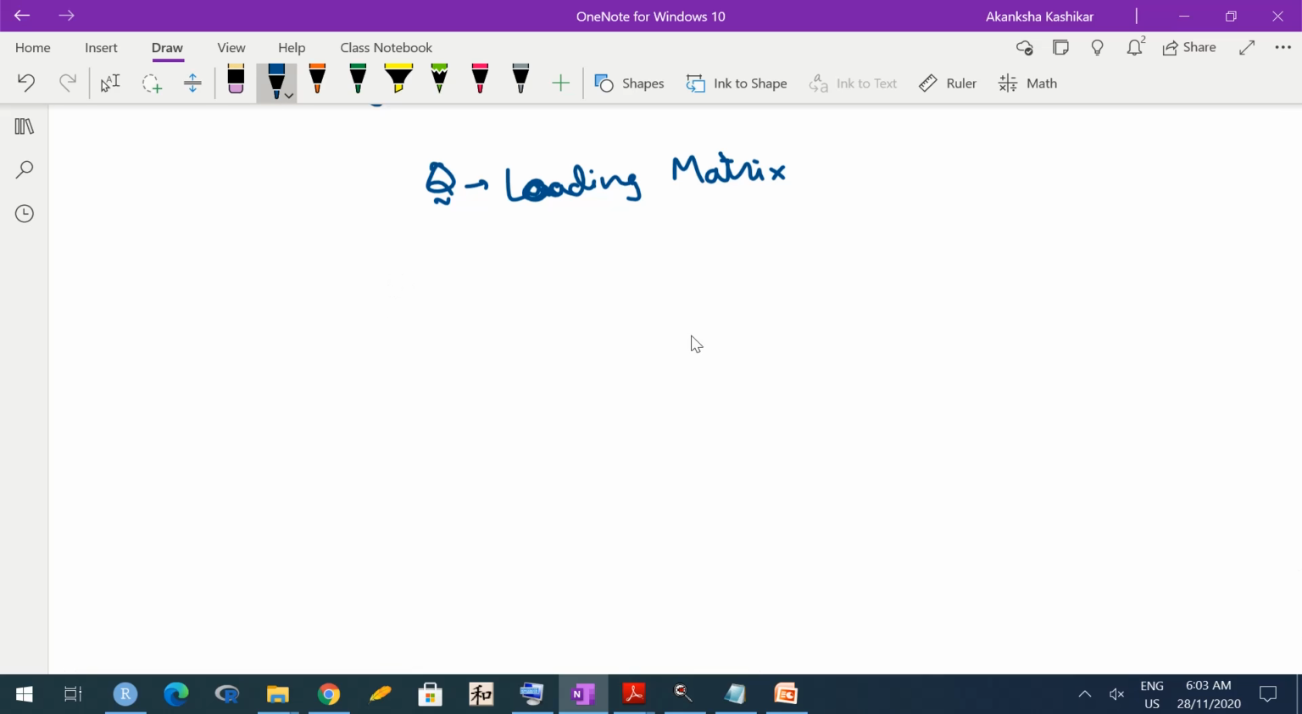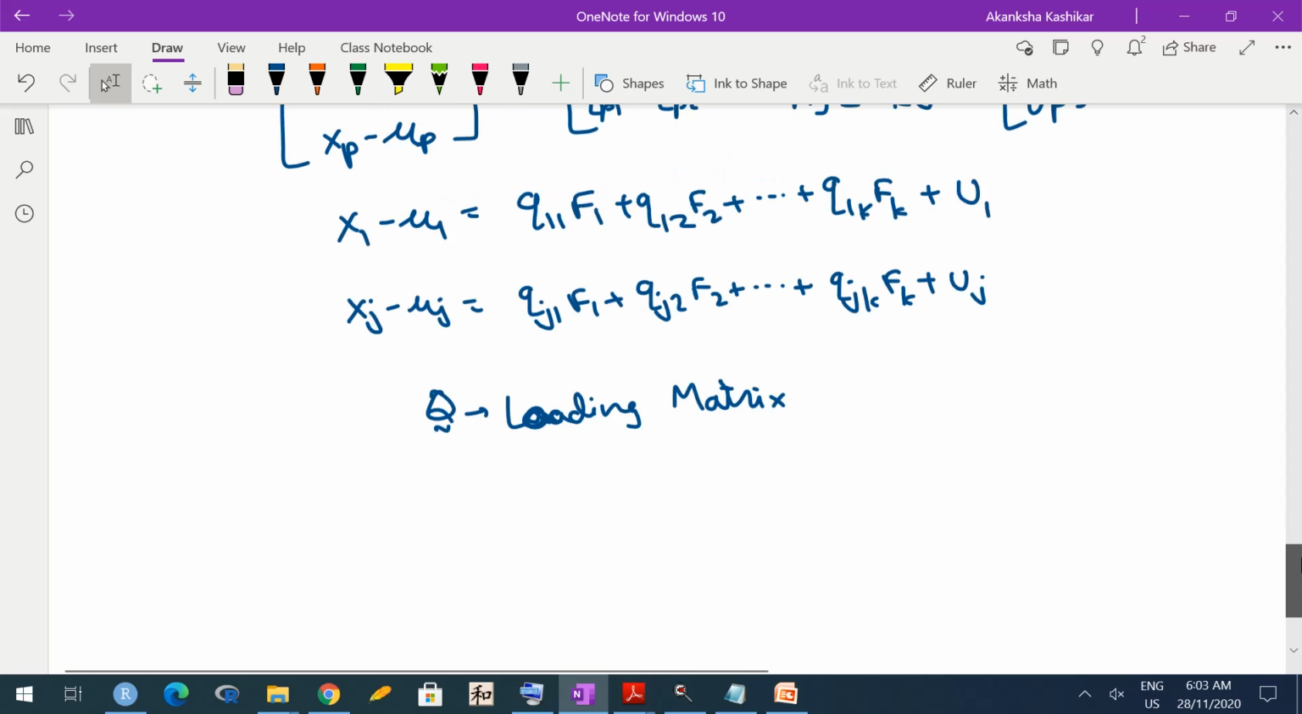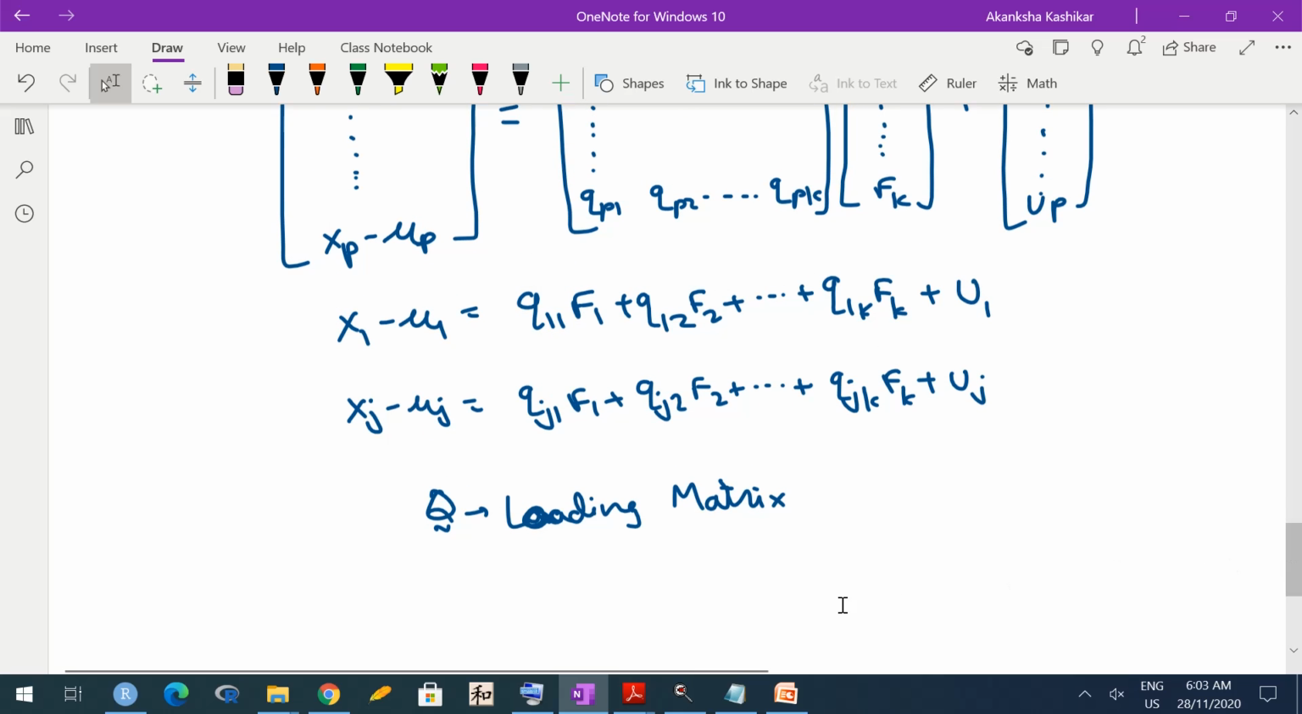So for example, using this component wise equation, we can see some more things. If I take variance on both sides of this component wise equation, what do I get? I would get variance of xj minus mu j as qj1 square, because the qjl's are constants, they are not variables. They are giving you some sort of amount of influence of each factor on each variable.